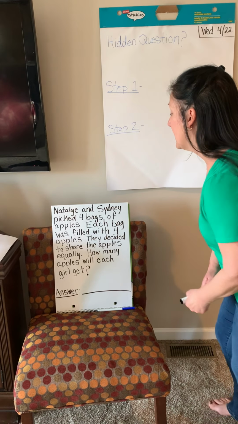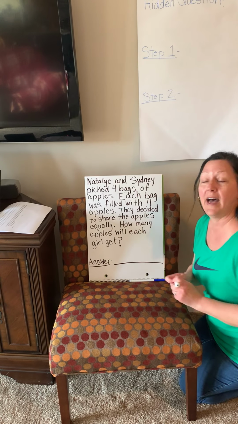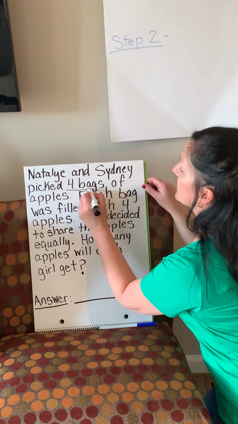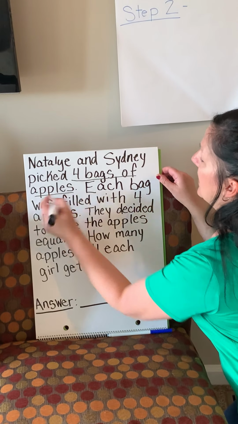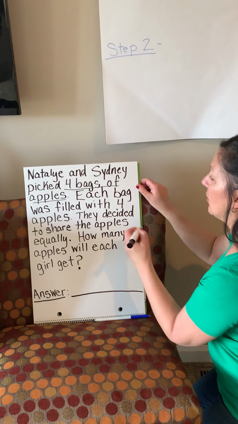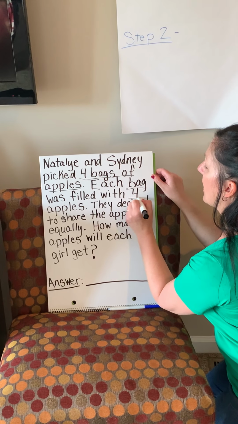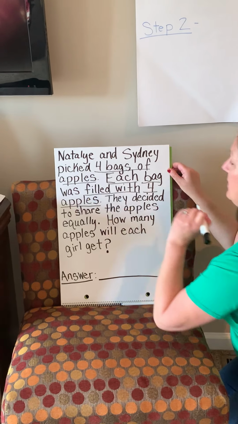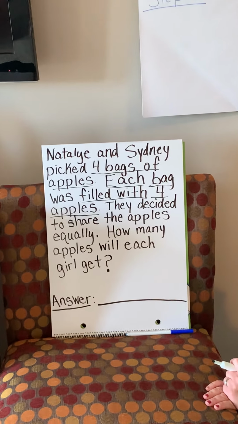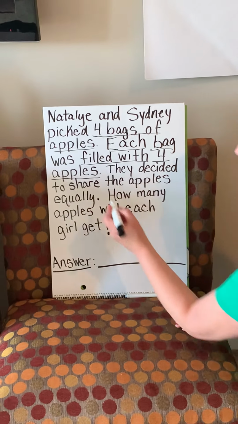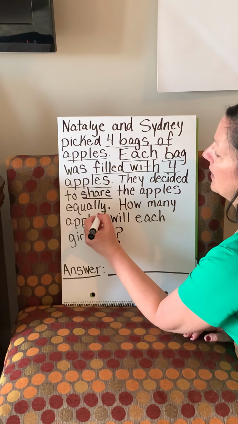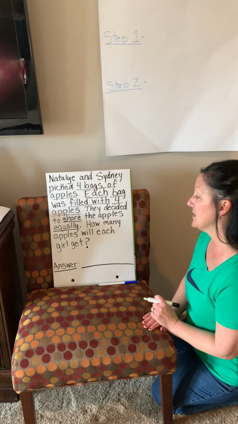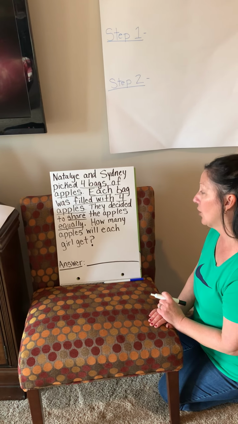Okay, let's think about what's important. We know that Natalie and Sydney went apple picking. They picked 4 bags of apples. Each bag was filled with 4 apples. And we know that they are going to share them equally between the 2 of them. And then, of course, the question says, how many apples will each girl get?